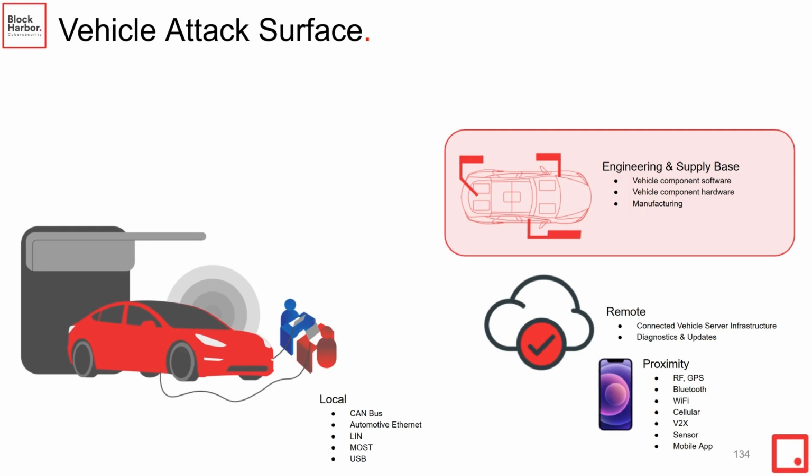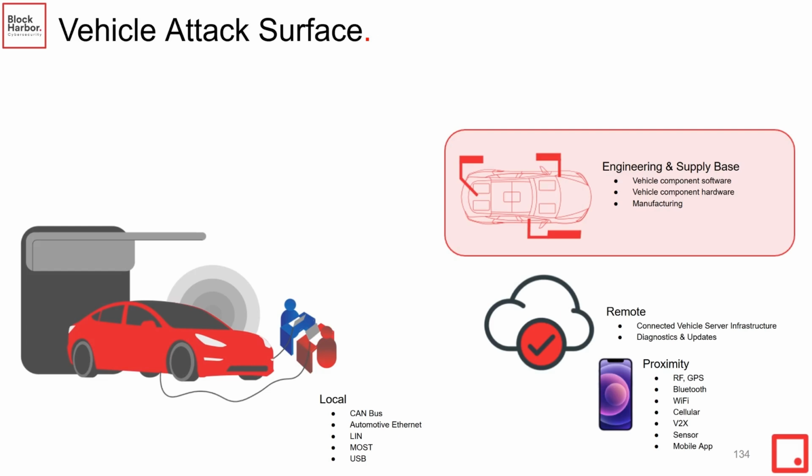Another crucial area is remote attack vectors, which have become more prevalent with the rise of connected vehicles. Key entry points include connected vehicle server infrastructure. Attackers could exploit vulnerabilities in cloud servers used for telematics and vehicle management systems. Diagnostics and OTA updates: remote software updates are convenient, but they can also be a potential vector for introducing malicious code if not properly secured. Securing remote entry points requires robust encryption, authentication, and intrusion detection systems to protect against unauthorized access.